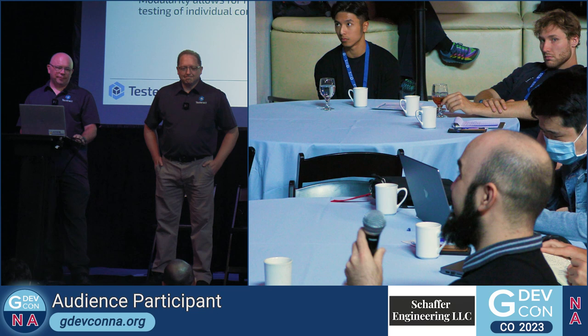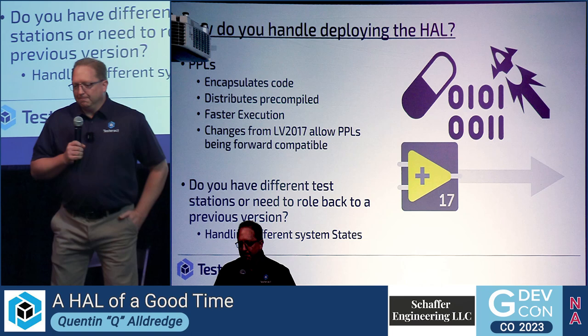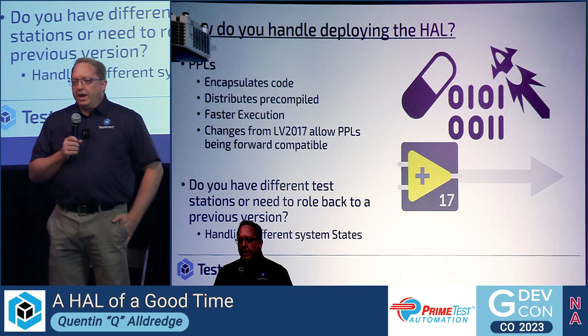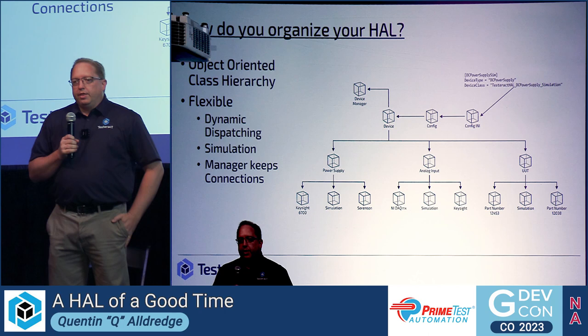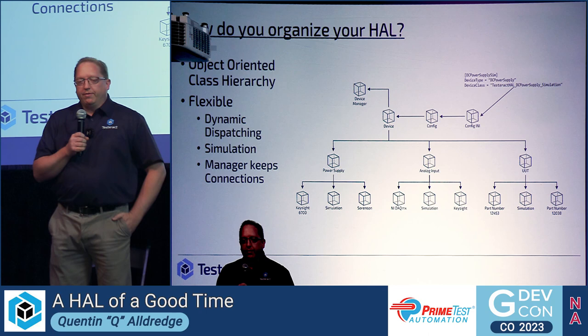Awesome. Anyone else? The way that we handle it at Tesseract is very similar. We have a manager that is created and deployed in the application as 32-bit or 64-bit. And then we have a manifest file, which is just another configuration file, that its job is to say where the 64-bit HAL or the 32-bit HAL lives. And that's a specific location on disk. And then after that, the configuration file further defines which PPLs get loaded.